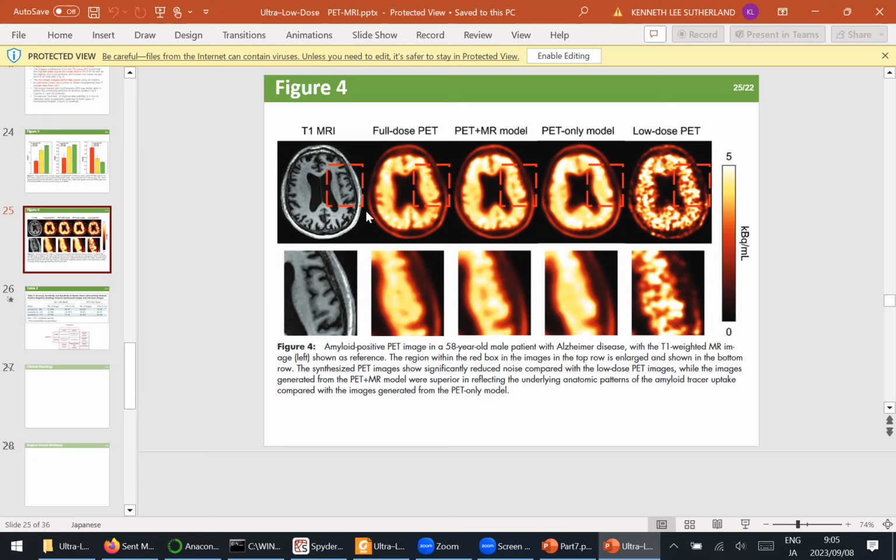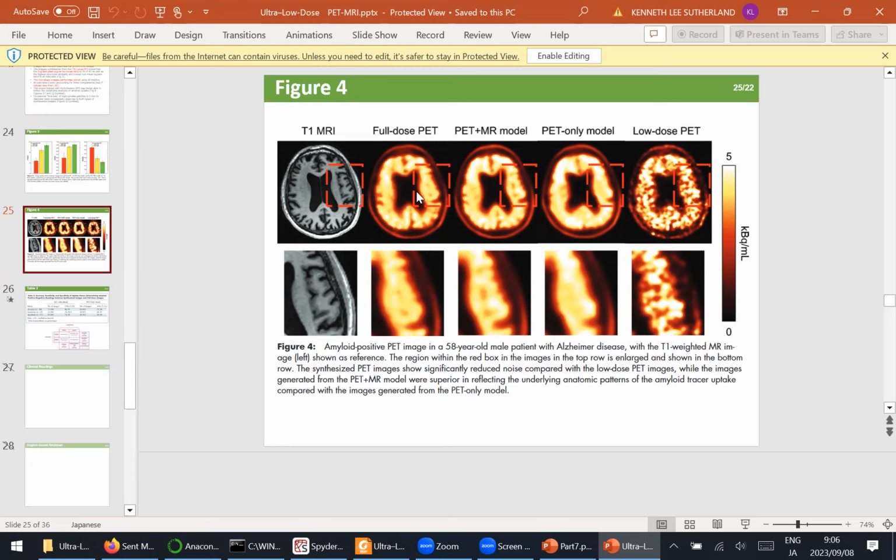So the idea of this paper is, this is the MRI, and this is a normal PET image. But you can do a low dose PET. So how do you generate it? You have a bunch of examples of normal dose PET images.